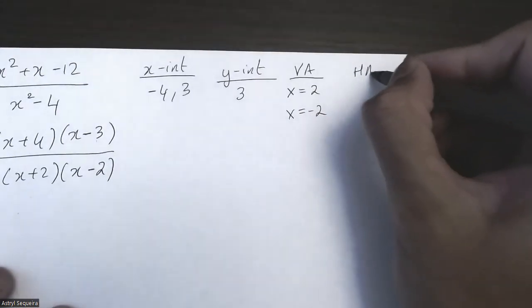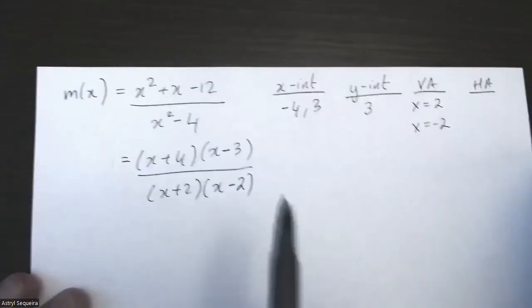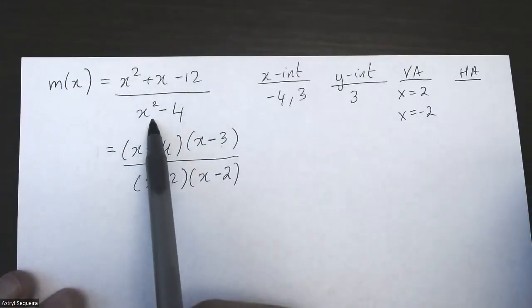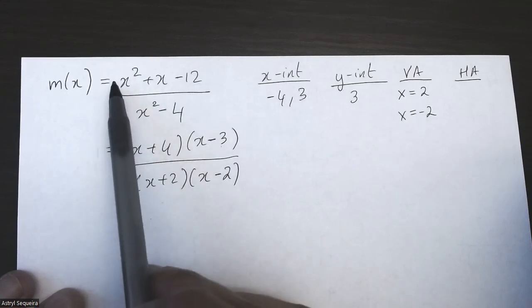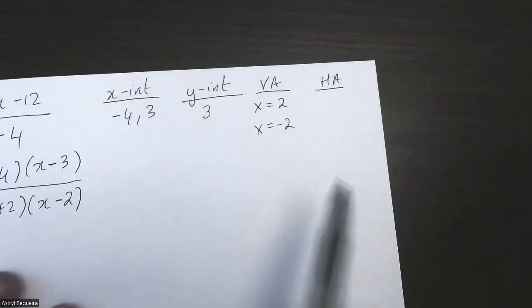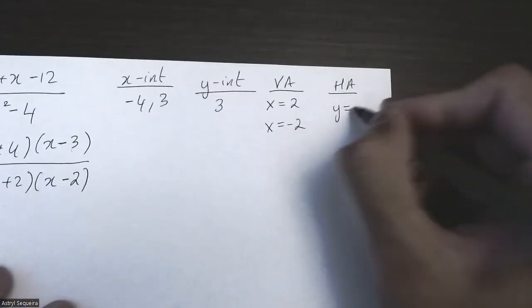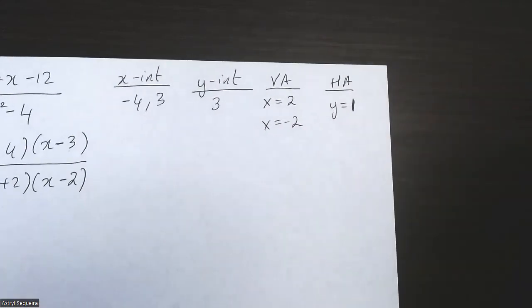For my horizontal asymptote, I'll look at the original equation. The degree of the top is the same as the degree of the bottom, and when that's the case, we divide the coefficients. So 1 divided by 1 is just 1. So my horizontal asymptote is y equals 1.